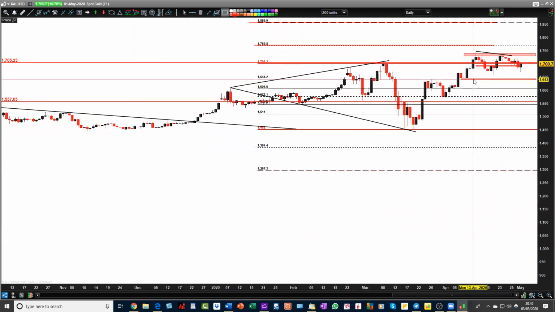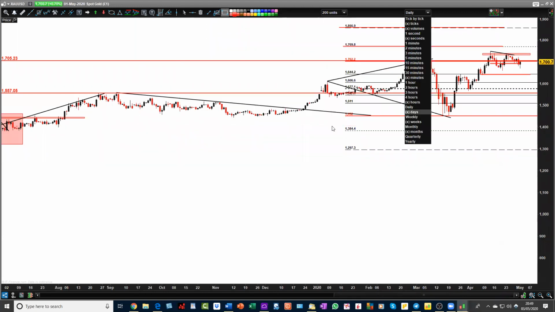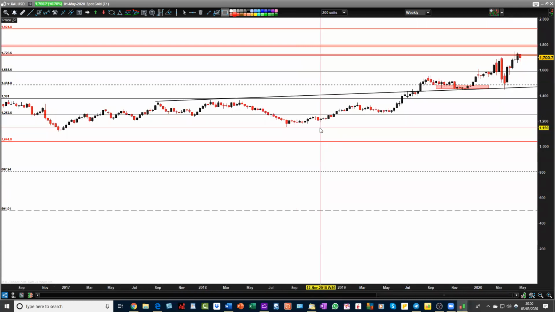I think it needs a good deep pullback to shake out some weak hands and get some volume back in it. But it's at that point where I certainly wouldn't short it. I would not short it. But I'm not keen on buying it because I much prefer a dip. Let's have a look at the weekly very quickly. Yeah, so look at the weekly. That's a lower close, struggling with this high. I think it needs at least a dip.